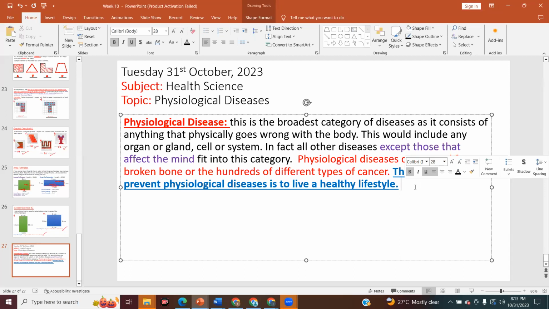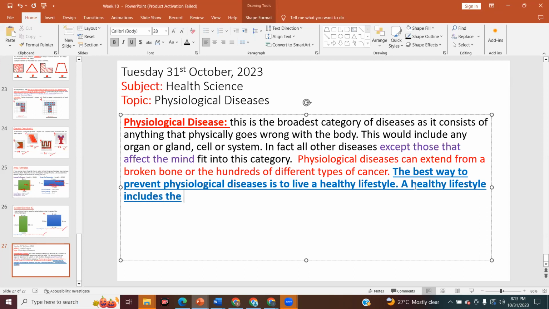The best way to prevent is the healthy lifestyle. A healthy lifestyle includes the following practices. Habits, I should say. What are the following habits of living a healthy lifestyle? Let's go over them. Eating healthy. That's eating your fruits and vegetables. What else?